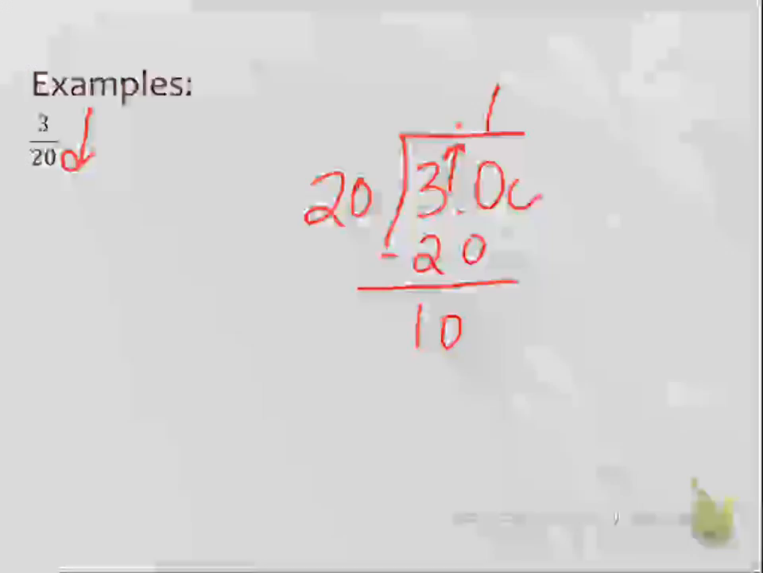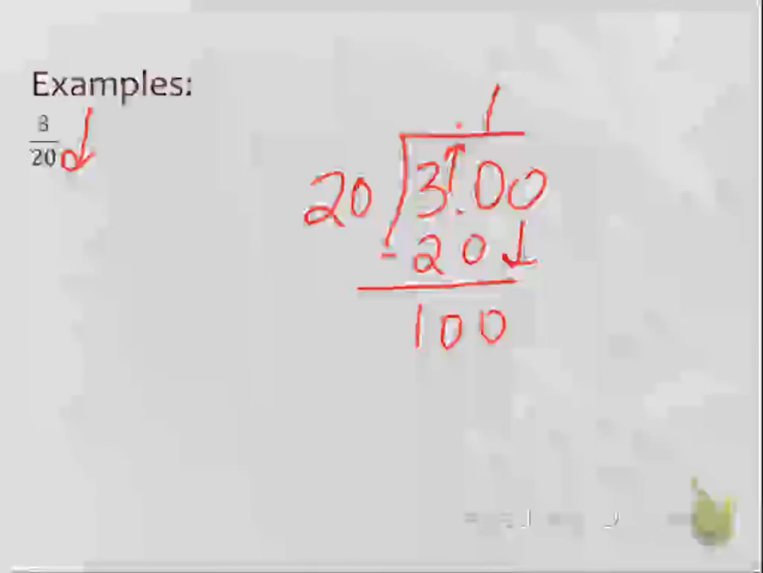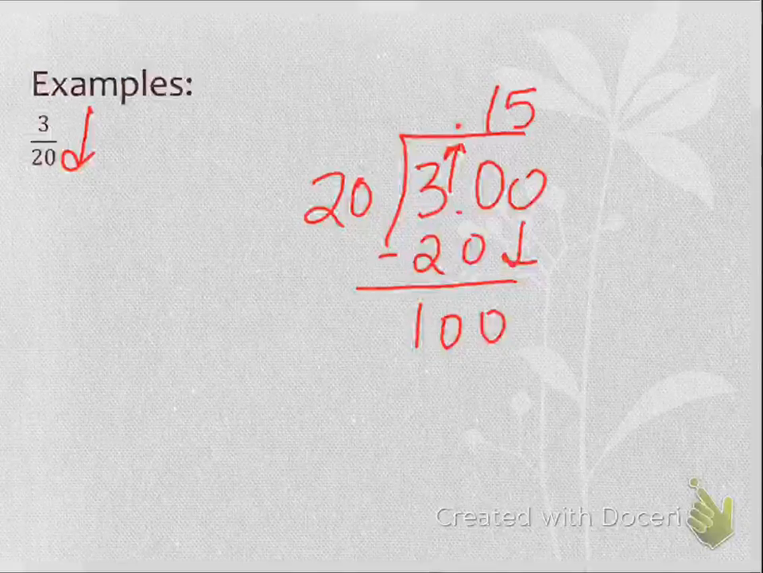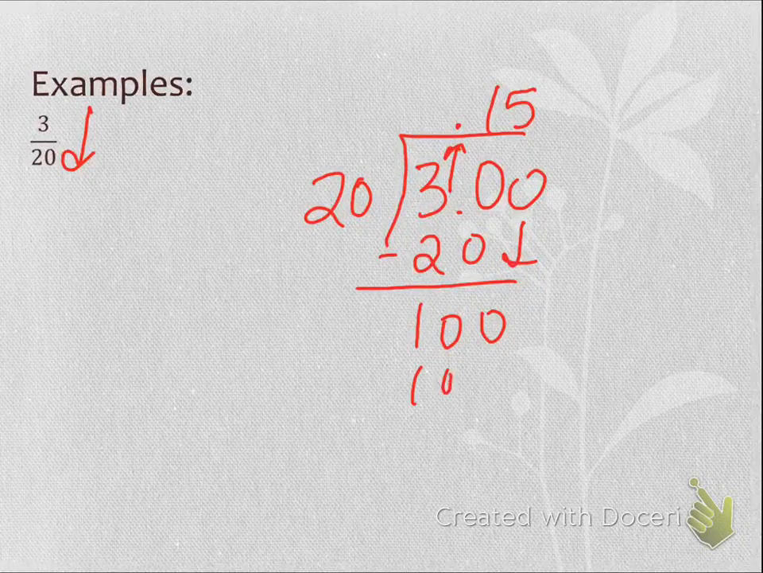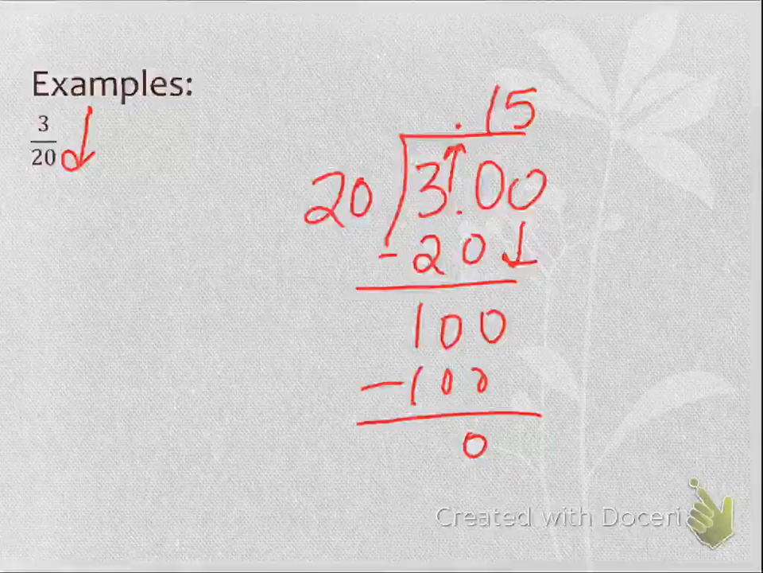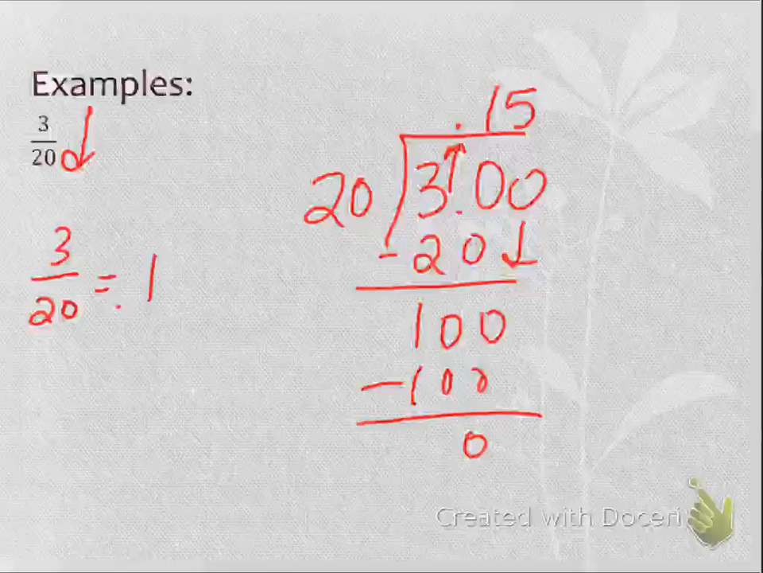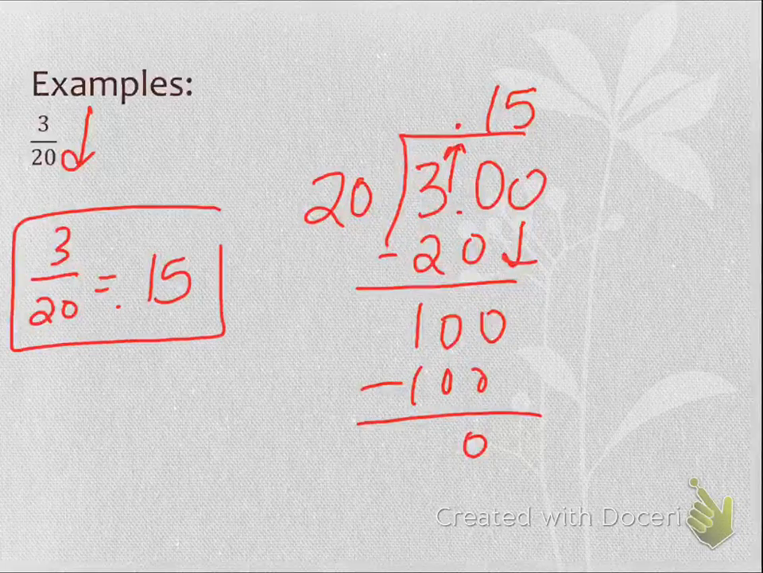We have a remainder, so I'm going to add a 0 and I'm going to bring it down. 100 divided by 20 is 5. 5 times 20 is 100. Subtract and we have 0, so we know we are done. We are at the end of this problem. So now I'm going to write my answer. 3/20 is equal to 15 hundredths.